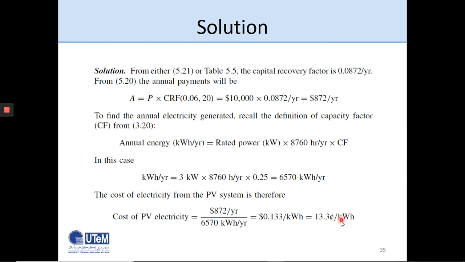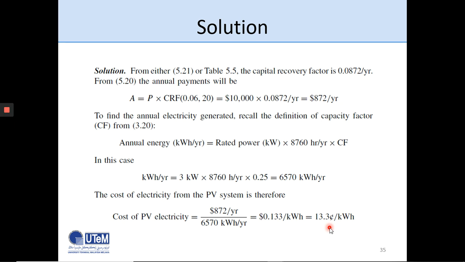So this value we can use to determine whether the project is good or not. Let's say we can sell the PV electricity that we generate to TNB at a price that is higher than 13.3 cents. Let's say we negotiate with TNB and TNB agrees to buy from us at 20 cents per kilowatt hour. Then by right, we can invest in this project. But let's say TNB only wants to buy from us at 10 cents per kilowatt hour of energy we generate. Then what happens is we need to sell below our cost.